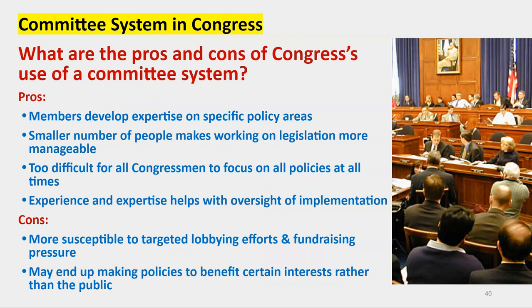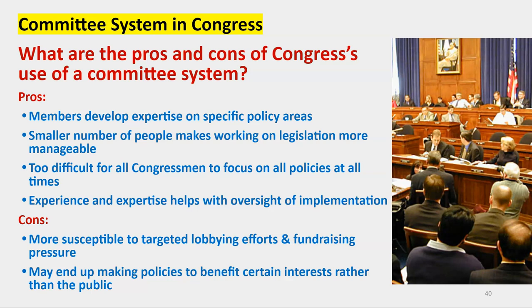Now, there are obviously pros and cons to this committee system that we won't debate here. We'll talk about that in class. But the idea is, there are always pros and cons to these types of issues. But the committee system is alive and well. And it is really where the work gets done. This is where Congress actually does the work of the people in terms of getting this done.